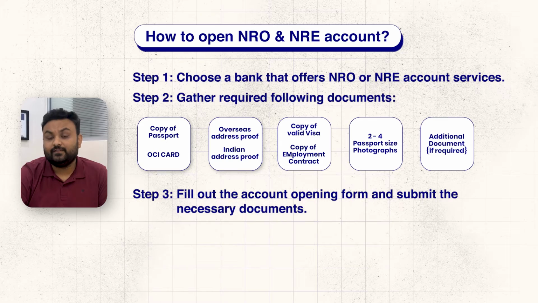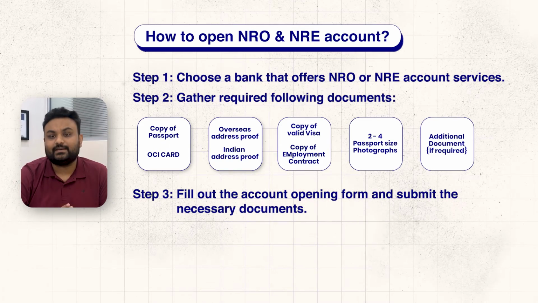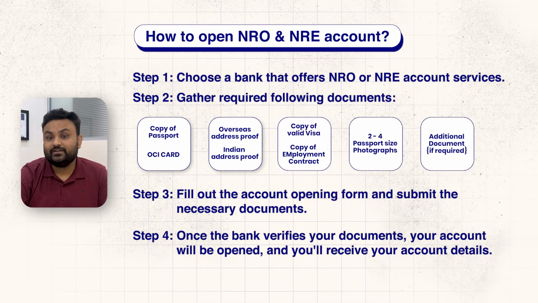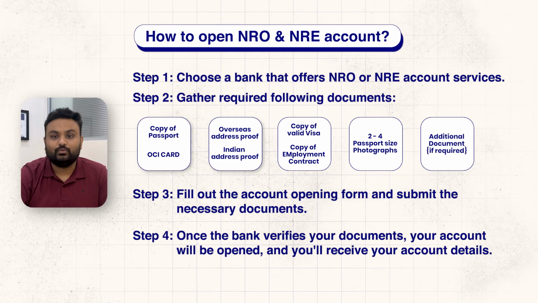Step 3. Fill out the account opening form and submit the necessary documents. And step 4. Once the bank verifies your documents, your account will be opened and you will receive your account details. In most cases, your resident ordinary account gets converted into an NRO account and a fresh new NRE account is opened.